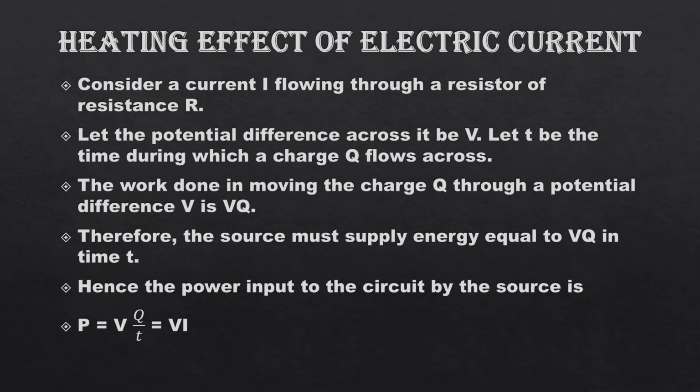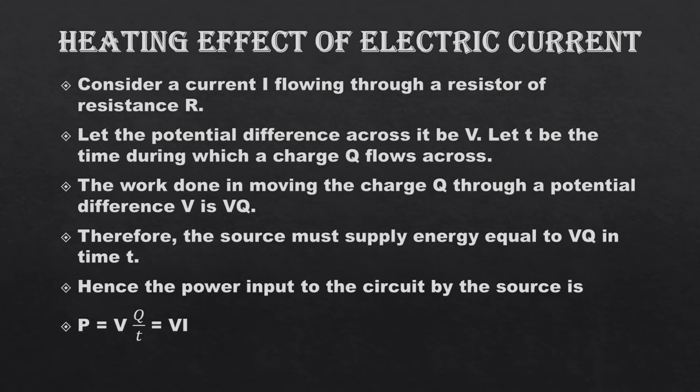Now consider a current I flowing through a resistor of resistance R. So conductor ಇದೆ, ಅದಕ್ಕೆ ಆ ಕಂಡಕ್ಟರ್ಗೆ ರೆಸಿಸ್ಟೆನ್ಸ್ ಎಷ್ಟು? R. ಅದರಲ್ಲಿ I ಅಂತ ಕರೆಂಟ್ ಹೋಗ್ತಾ ಇದೆ. ಆರ್ ಕಂಡಕ್ಟರ್ ಇದೆಯಲ್ಲ, ಅದರ ಎಂಡ್ಸ್ ಇರುತ್ತೆ X and Y. The two ends of the conductor are X and Y. ಎಕ್ಸ್ ಆ್ಯಂಡ್ ವೈಗೆ ನಾವು ಪೊಟೆನ್ಷಿಯಲ್ ಡಿಫ್ರೆನ್ಸ್ ಕ್ಯಾಲ್ಕುಲೇಟ್ ಮಾಡಿದ್ರೆ ಅದು V ಬರುತ್ತೆ. Total charge flowing through it is Q and time is T.